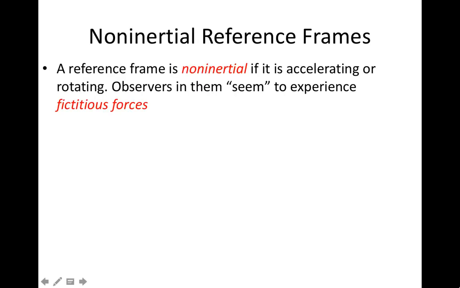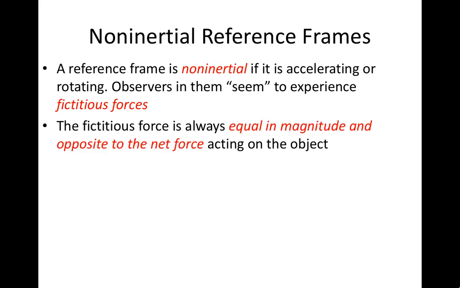So what is a non-inertial reference frame? Well, a reference frame is described as being non-inertial if it accelerates or if it rotates. An observer in a non-inertial reference frame is going to have experiences where it seems like there's some fictitious force acting on objects, but there is no actual interaction to cause this force. It just seems like there's a force. Now, the fictitious force that's not really there is always going to be equal in magnitude and opposite in direction to the net force acting on the object. And I'm going to give you some examples here.